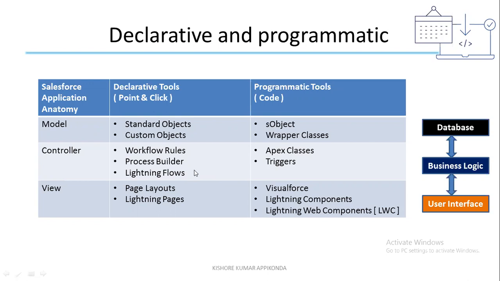In LWC, we call them decorators, but in Lightning and Apex, they are called annotations. In LWC, that is the JavaScript side, where they are called decorators. But in Apex, they are called annotations.